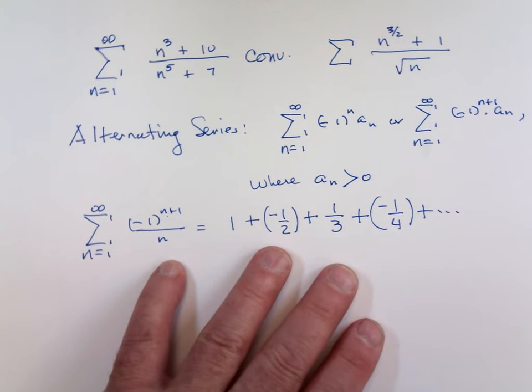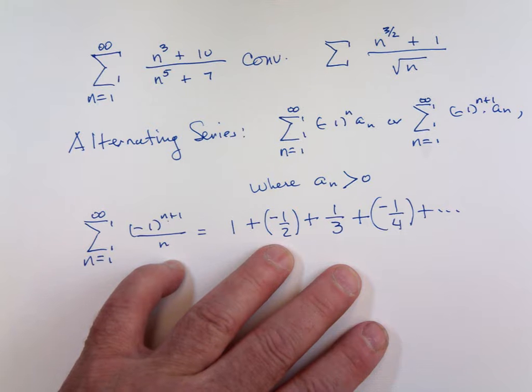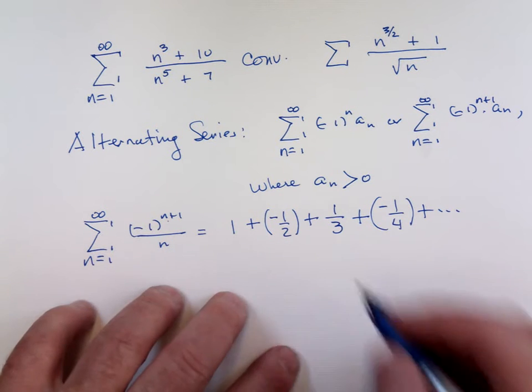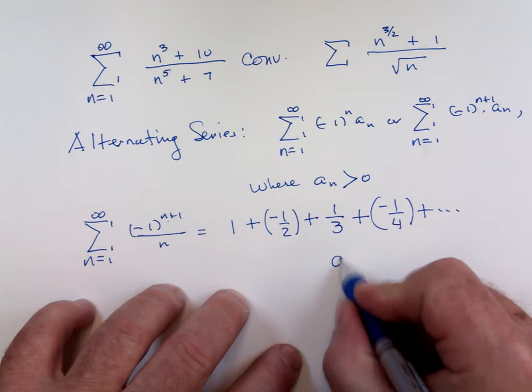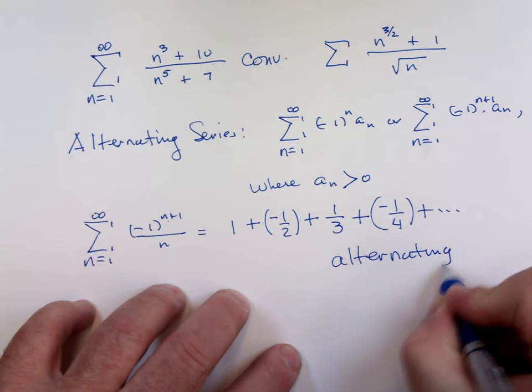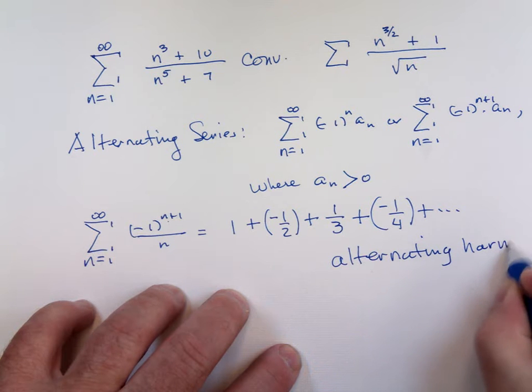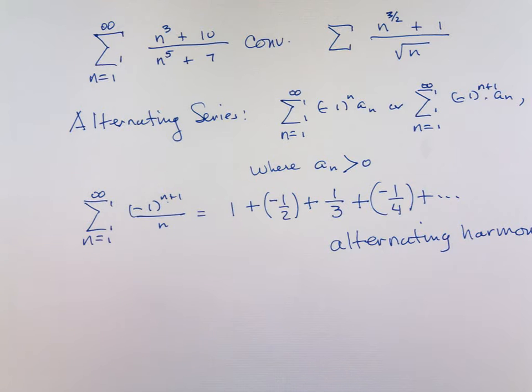This series has a name. It is an alternating series. It's called the alternating harmonic. Now, there's a test to determine whether an alternating series converges or diverges. And here's the alternating series test.